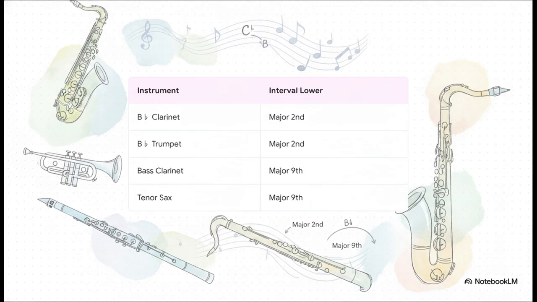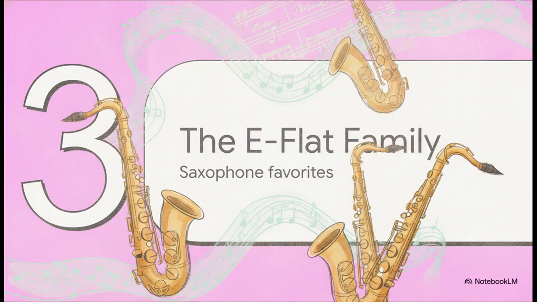But actually, pay close attention to the bass clarinet and the tenor sax. They still sound a B-flat, but they drop an entire octave plus a major second, making it a major ninth lower. Just visualize that massive leap down for a second, a whole octave plus one more step, landing on that deep, rumbling B-flat.